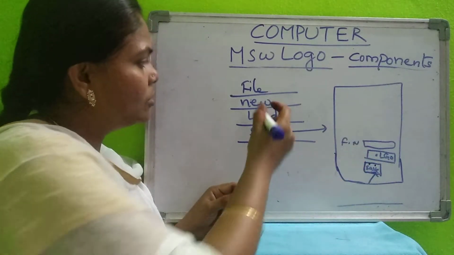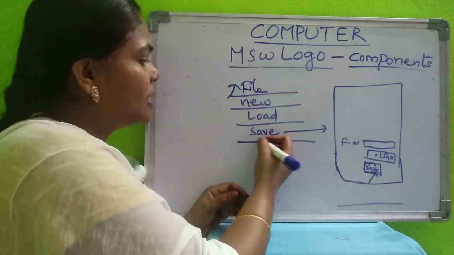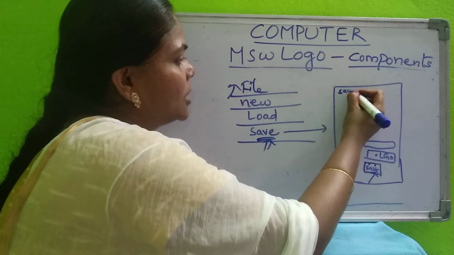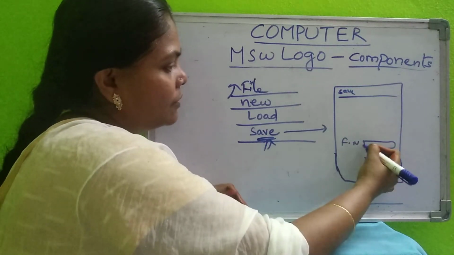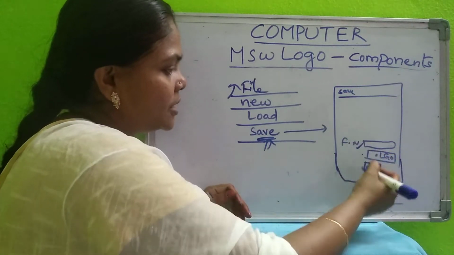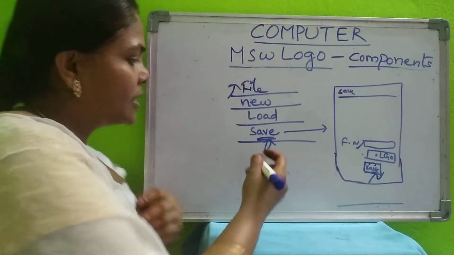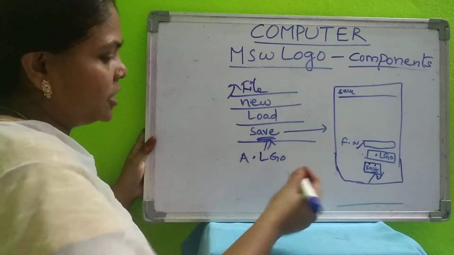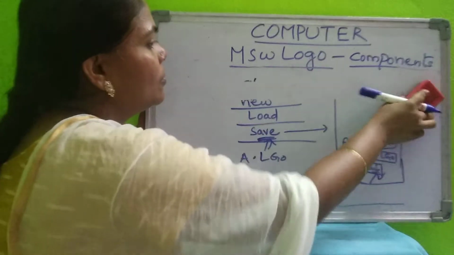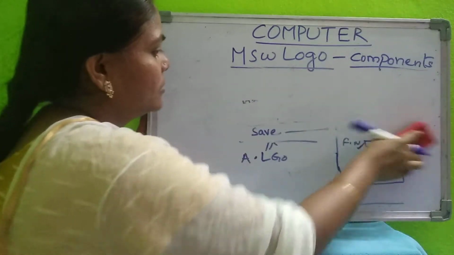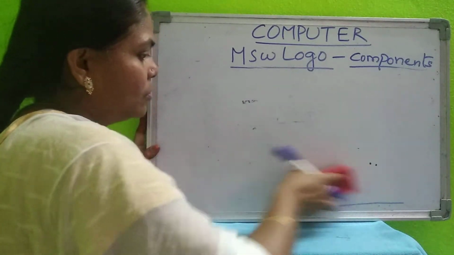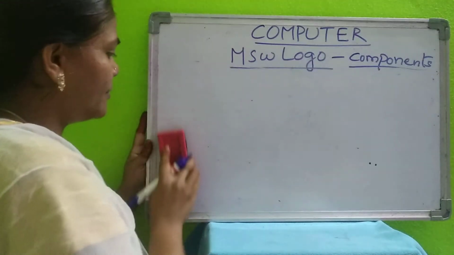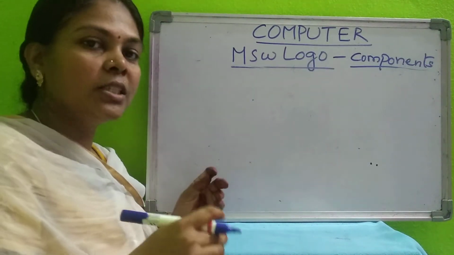What you have to do? Click on the File tab, and in that click on Save. After clicking on this, you will get the save window, and you have to give the file name. Select this extension and save. The extension is .lgo. Suppose you gave a name there, a.lgo. That is your logo document name. So whenever you do something, you have to save it into your system.